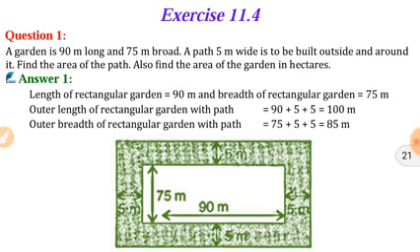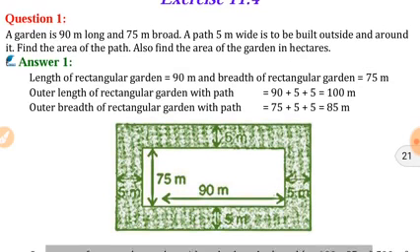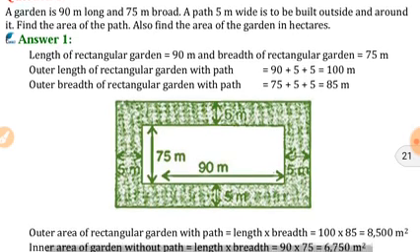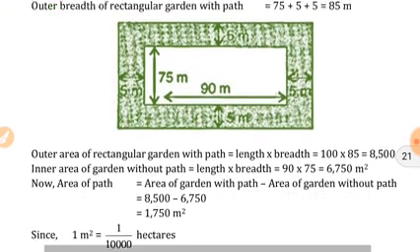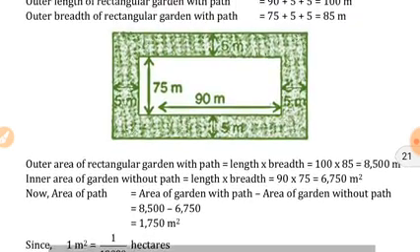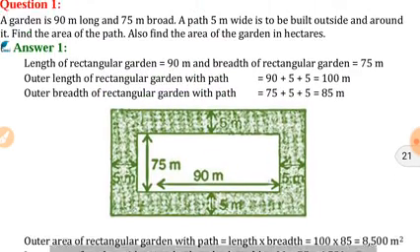In 11.4, question number 1: a garden is 90 meter long and 75 meter broad. A path 5 meter wide is to be built outside and around it. Find the area of the path. Also find the area of the garden in hectares. See, we know that 10,000 meter square is equal to 1 hectare.